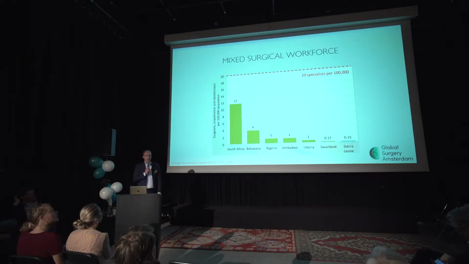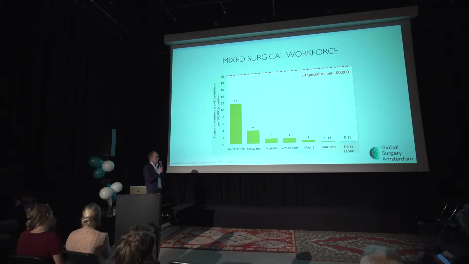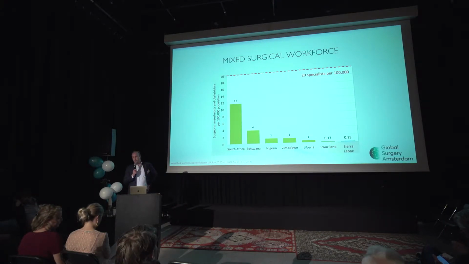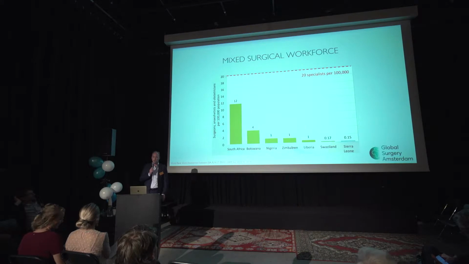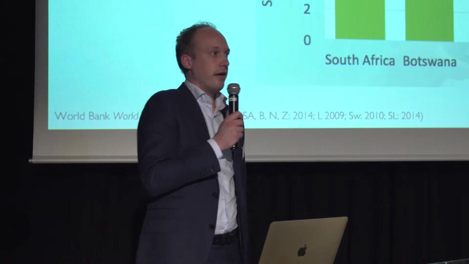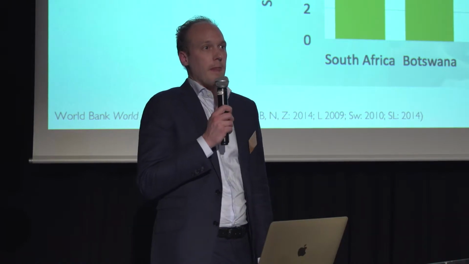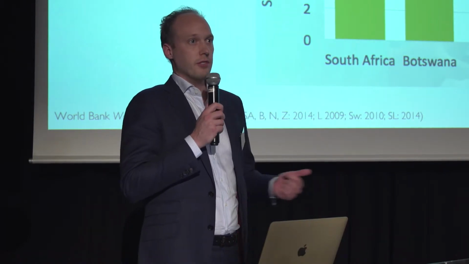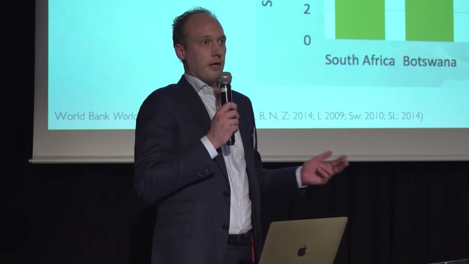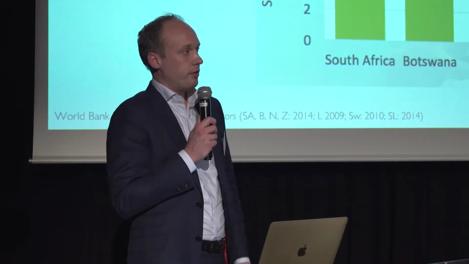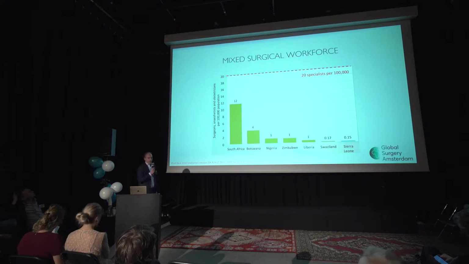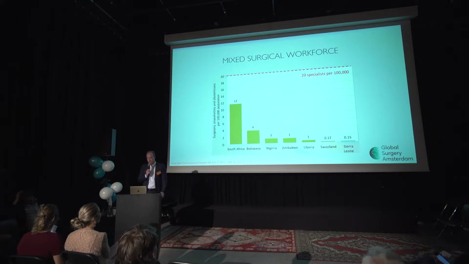What struck me and what I still find striking is this graph that you see over here: if you want to achieve an acceptable standard of care, then you need at least 20 mixed surgical workforce per 100,000 population. That means you need a combination of surgeons, obstetricians, and anesthetists, 20 per 100,000 people in your country, to at least serve an acceptable range of care. If I look at Sierra Leone, where I worked for 2 years, the number is 0.15. So that is far, far out of the 20 that you need minimally.